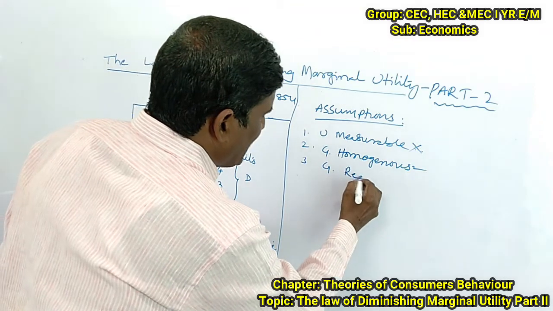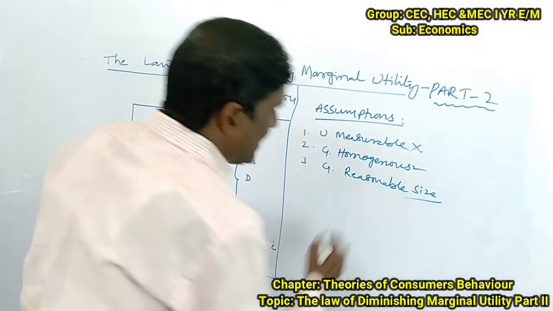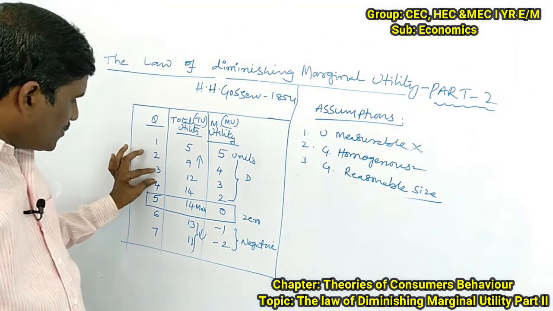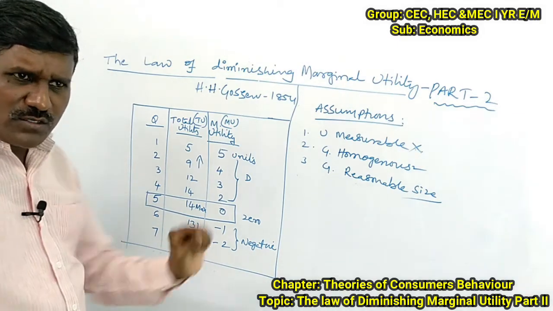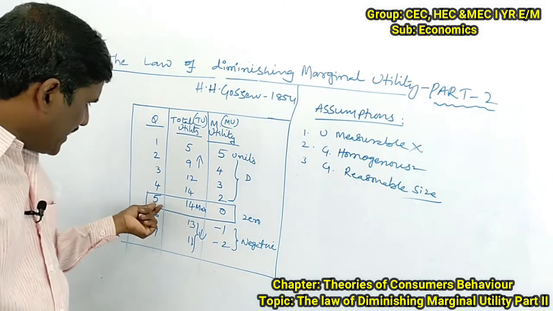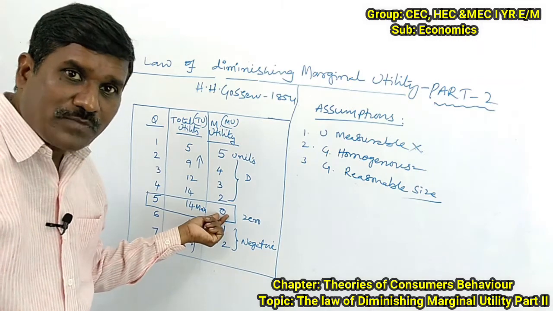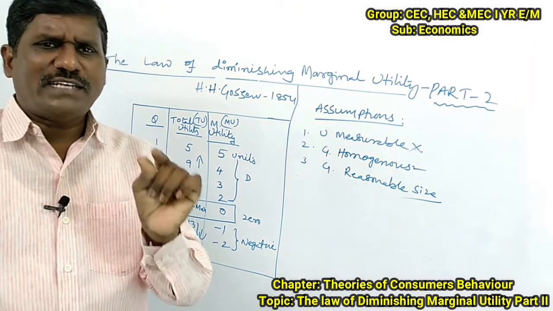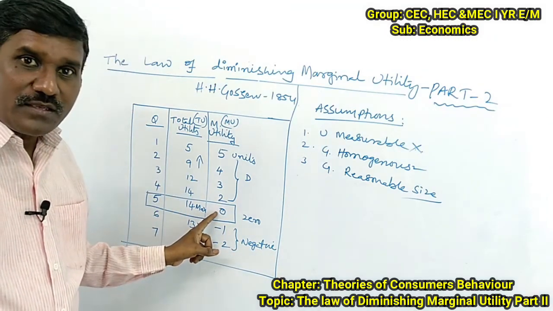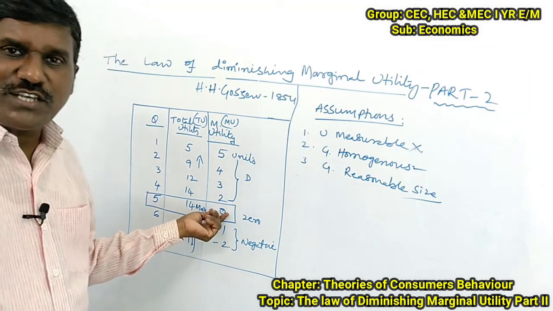reasonable size. The goods should be of reasonable size. For example, first 2, second 2 and third 2. When the goods are very small, the law will not be applied. At the fifth apple or fifth quantity, the satisfaction should be 0. But when the goods are divided into very small parts, the law will not be applied. If you take 100 units, you will not get 0 satisfaction.